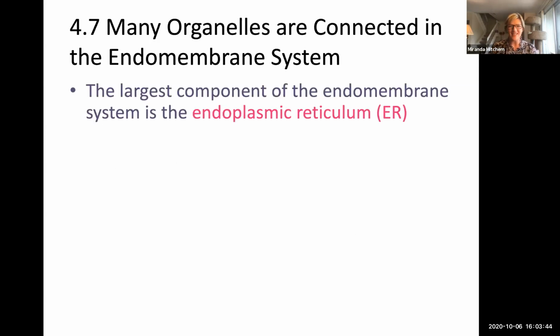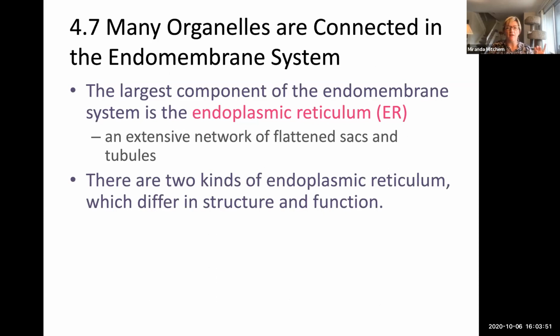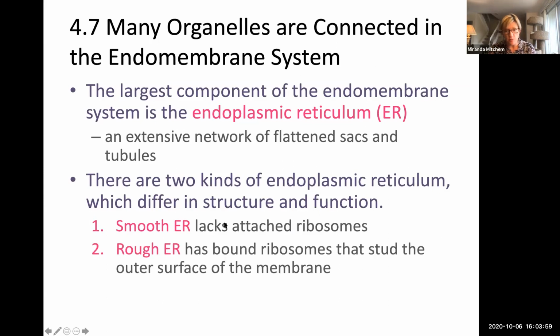So the ER is the biggest component of the endomembrane system. And we actually have two types of it. So we have what is called the rough ER, and then there's the smooth ER. The difference is the smooth ER does not have ribosomes on it, whereas the rough ER has ribosomes bound to it. That means it's functioning to make proteins. The rough ER is involved in helping to make proteins. That is not the job of the smooth ER. There's no ribosomes there, so therefore it cannot make protein. It has a different function.